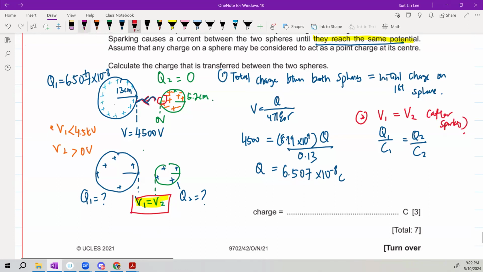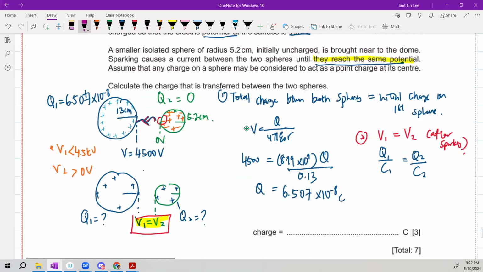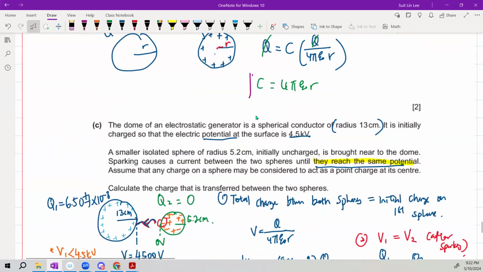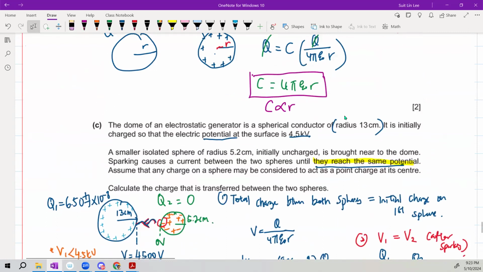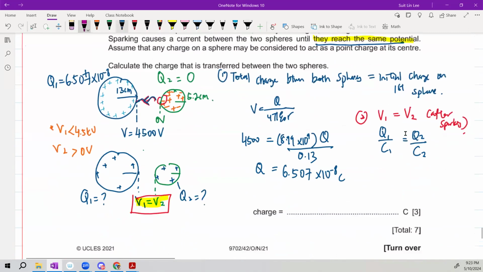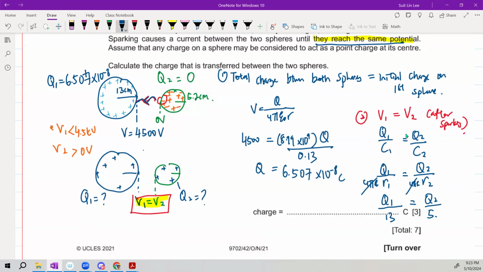So we have a few issues here. Number one, I don't have the capacitance, but they did ask me to derive this equation, so I can use it there. I don't know whether you can tell, C is proportional to R. So I can just substitute R inside. Q1 over C1, which is R1, is equal to Q2 over C2, which is R2. Your 4 pi epsilon naught can cancel. Don't write it also, never mind. Okay, so from here, Q1 over the 13 cm is Q2 over 5.2 cm.